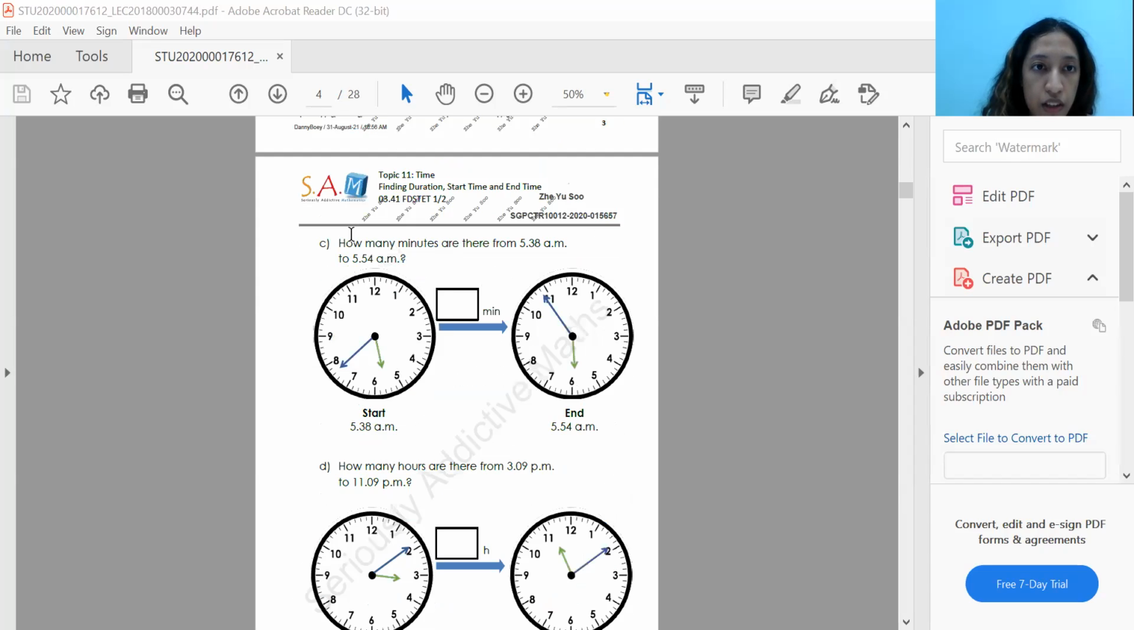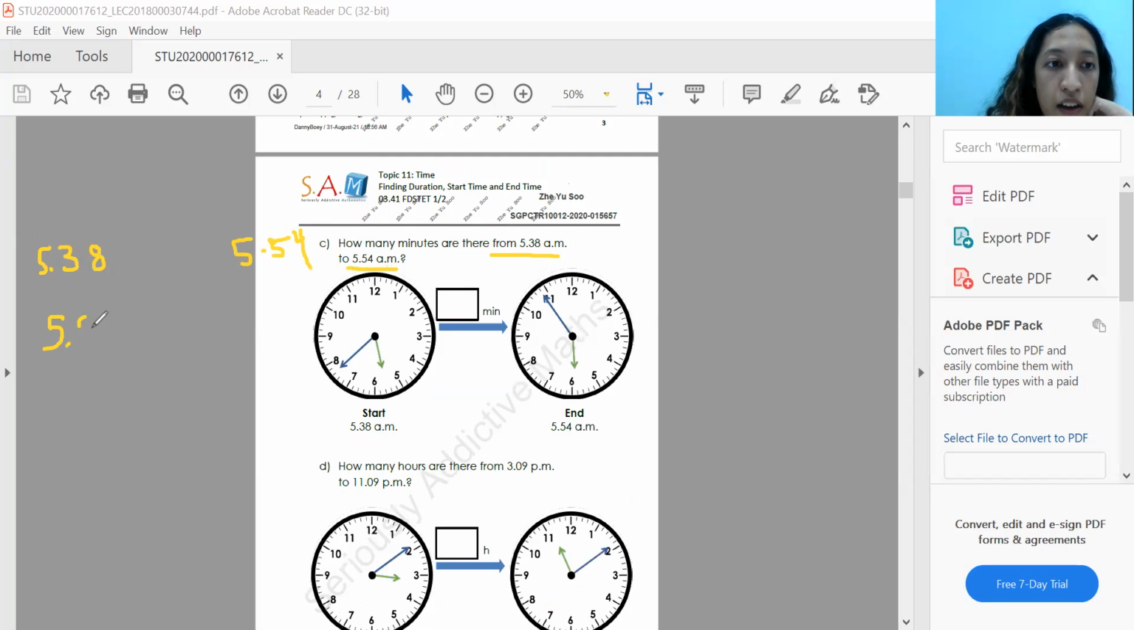Let us do one more of this. How many minutes are there from 5:38 a.m. to 5:54 a.m.? So they're asking you in minutes. How many minutes are there? So 5:38 all the way to 5:54. So let us split them up again.